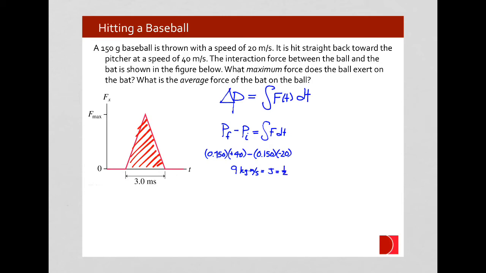And so the area under that curve is 1/2 times the base, which is 3 milliseconds, times the height, which is F max. If we divide the 1/2 over, and we divide the 3 milliseconds over, we find that the maximum force is 6,000 newtons, or 6 kilonewtons.